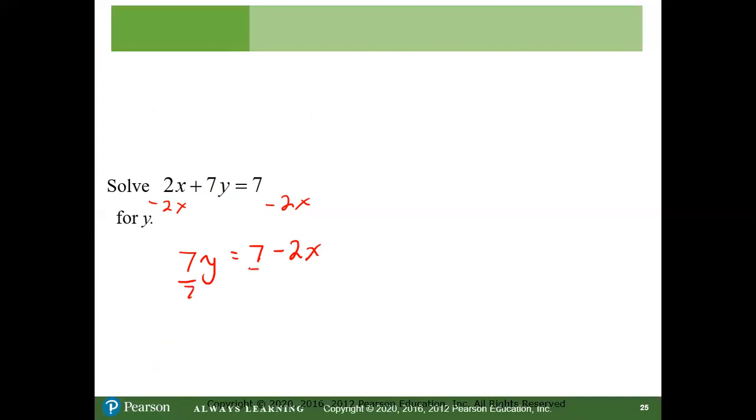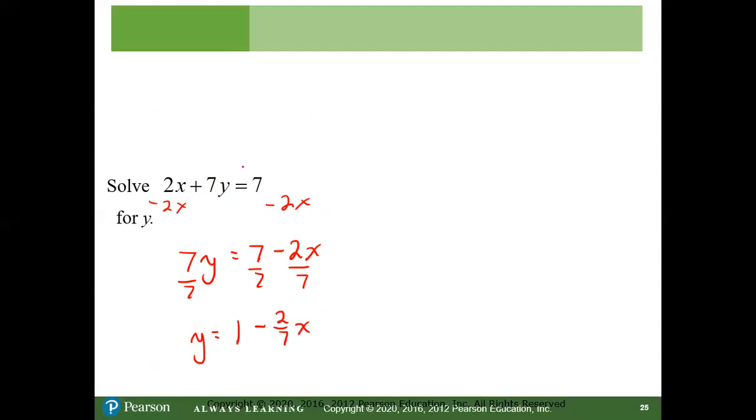And then I'm going to divide both sides by 7, because I see that I'm going to be able to simplify that, so I might as well split them up the way that they should be split. So y is equal to 1 minus 2/7 x.